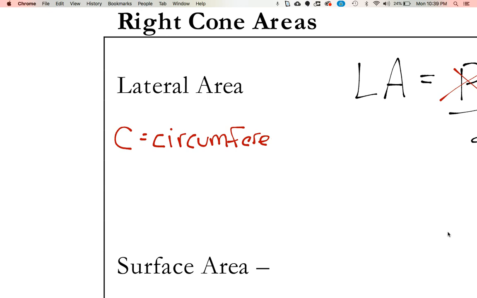My stylus is falling apart on me. There we go.